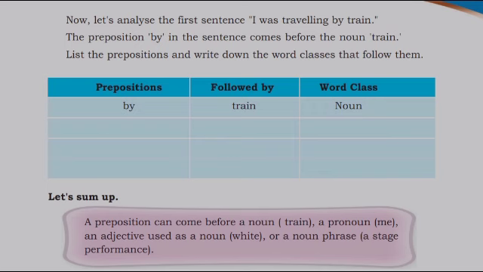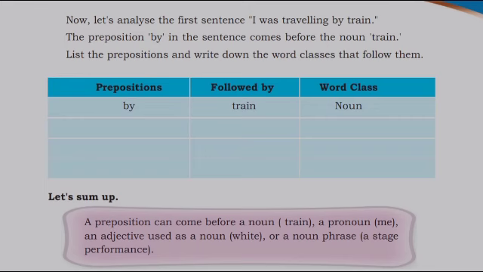Here, which is the preposition? The preposition "by" in the sentence comes before the noun "train". By train. Train is the noun. So the preposition "by" comes before the noun "train". Now list the prepositions and write down the word classes that followed them.